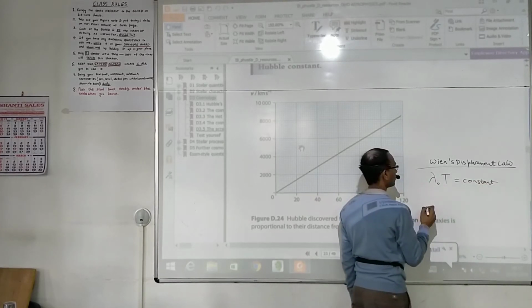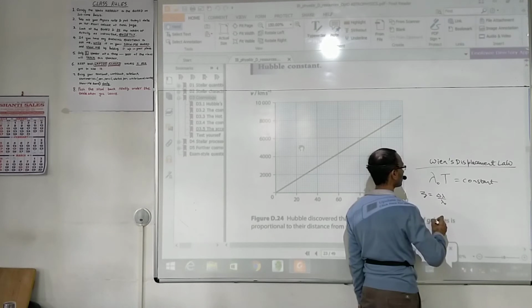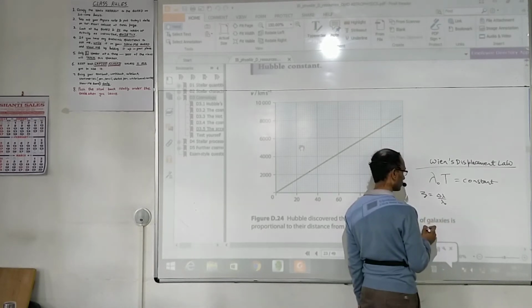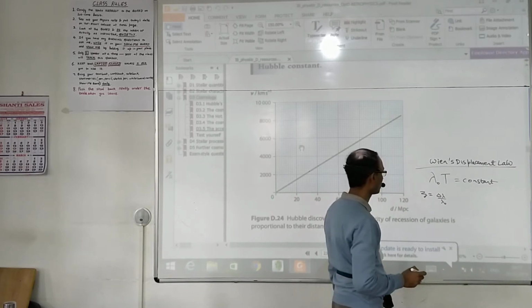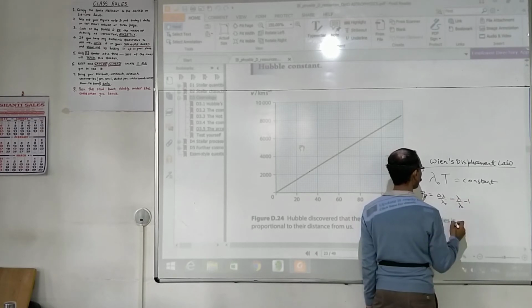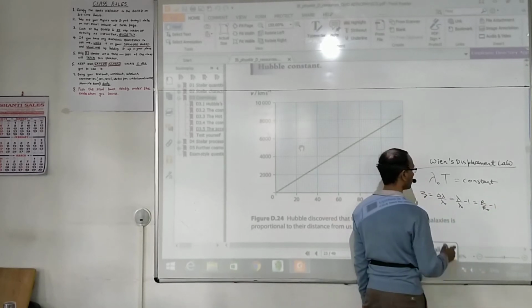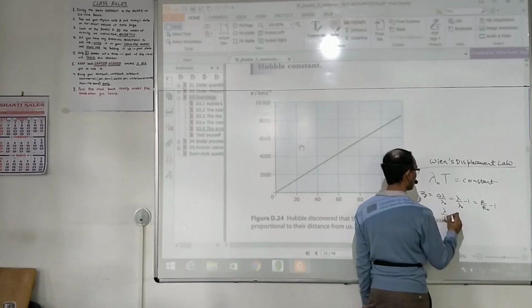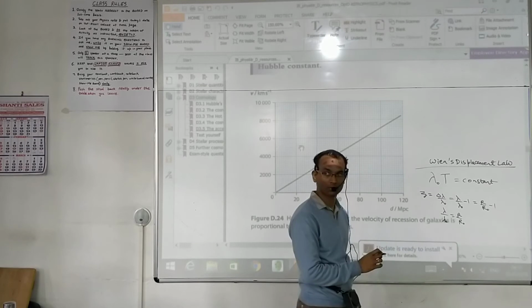Okay, so when you have z is equal to delta lambda by lambda naught. But these two lambdas are different. They're not the same lambda. So this is lambda by lambda naught minus 1, which is the same as r by r naught minus 1. And we got lambda by lambda naught equals r by r naught. Agreed?